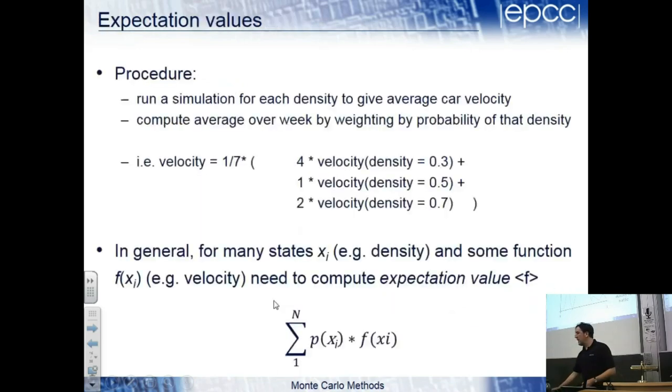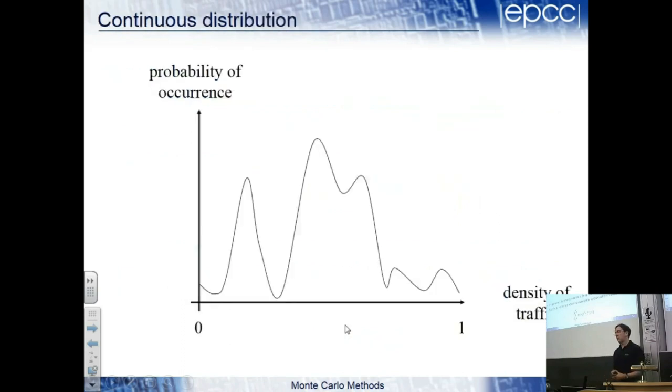So the problem here is that if the probability of a state happening is very small, then it's kind of pointless computing it, because it doesn't contribute much to the answer. And so what we would actually like to do is to make sure that we do simulations in the areas which are probable and not in the areas which are improbable. And that's called important sampling.